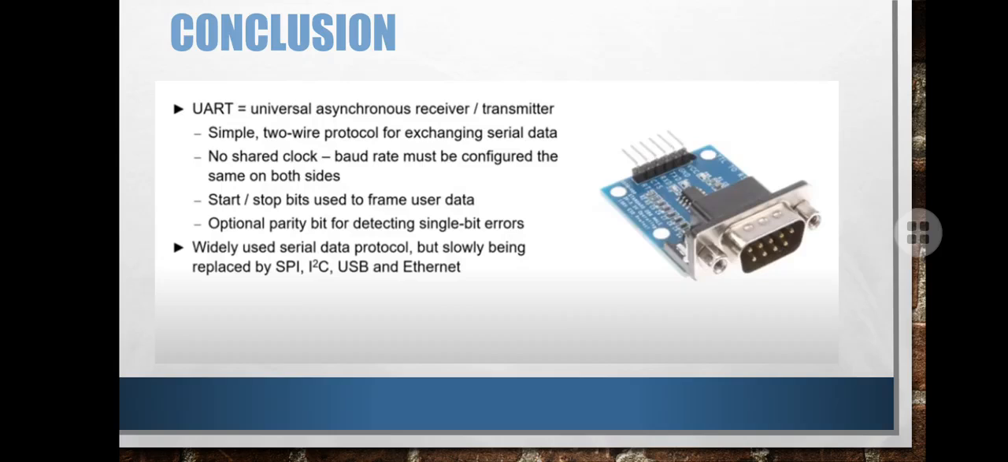Now, concluding our presentation: UART is the Universal Asynchronous Receiver Transmitter. It is a simple two-wire protocol for exchanging serial data, with no shared clock. Baud rate must be configured the same on both sides. Start and stop bits frame the user data, with an optional parity bit for detecting single bit errors. It is a widely used serial data protocol but is slowly being replaced by SPI, I2C, and USB.